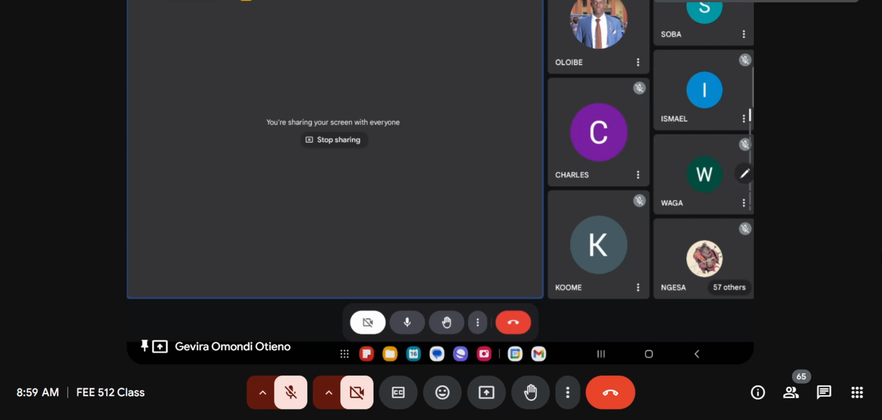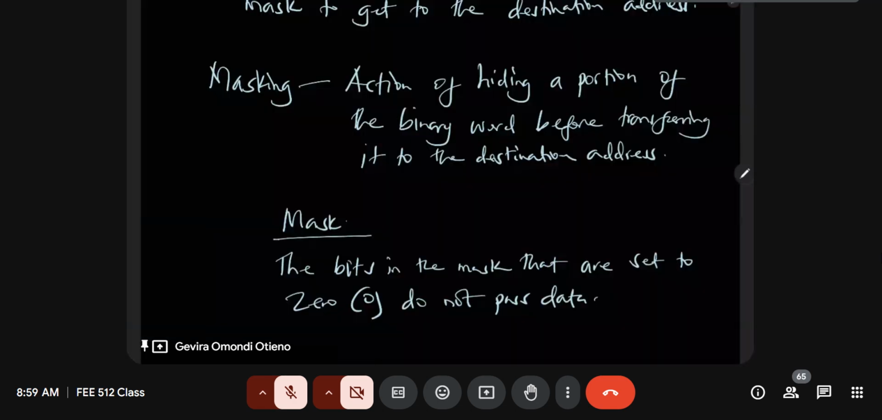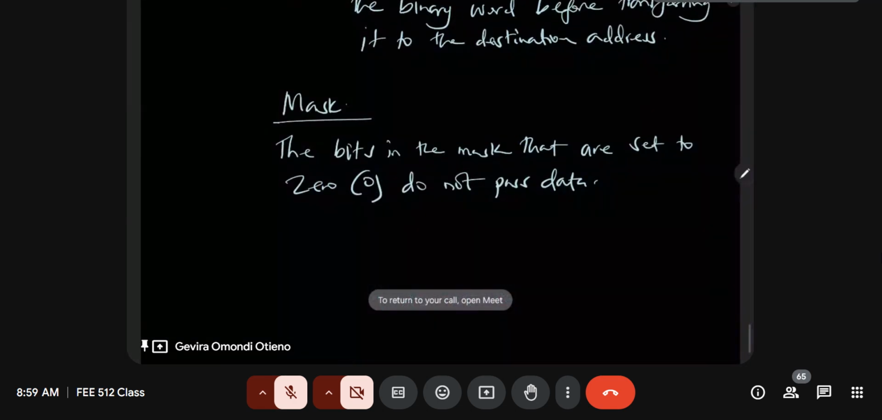So let me just go back to our discussion. My apologies. We were talking about the masked move, and we're looking at the condition of the mask, because remember, we are looking at what must be done before information is moved to the destination. So the bits that are set to 0 will not be passed. I'll give you an illustration, so don't worry.